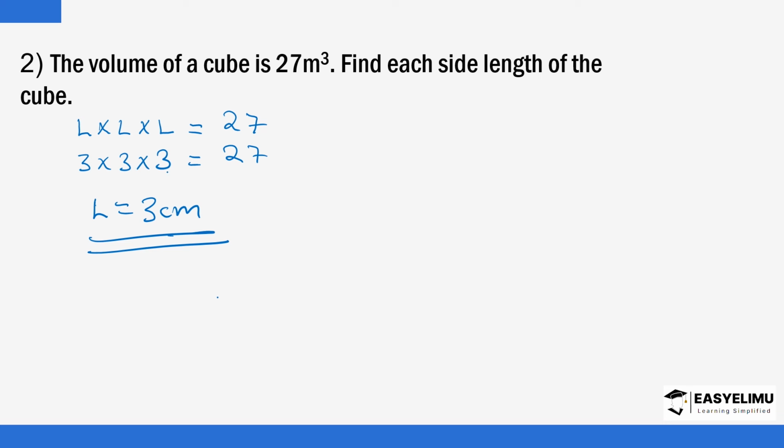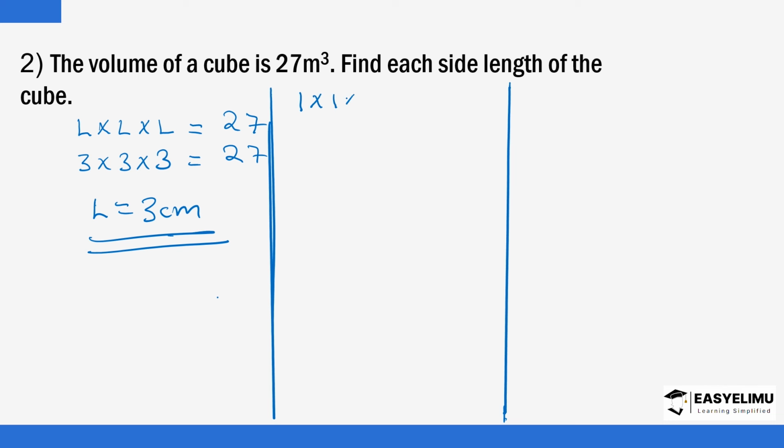What did you multiply by 3 to give us 27? Maybe because the volume of a cube is simply L cubed, so you try to find which number is cubed to give us 27. So maybe you can try from 1 by 1 by 1. 1 times 1 is 1, so that is not 27. So it means length cannot be 1.